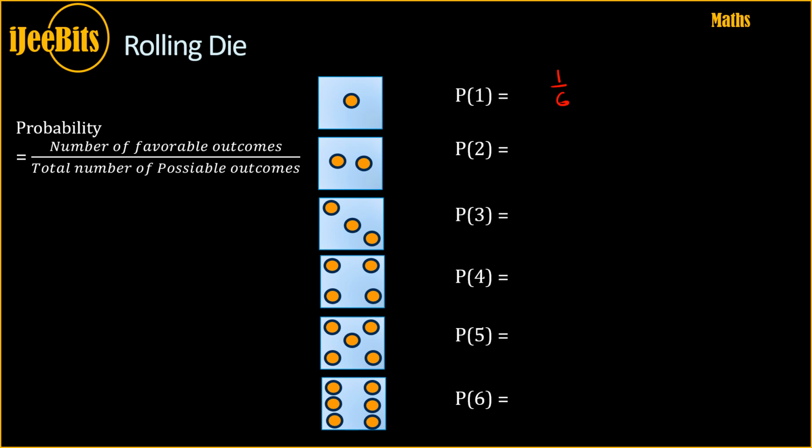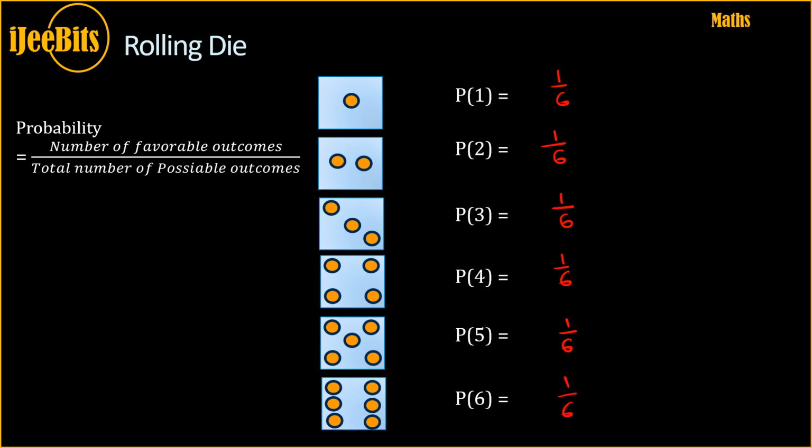Probability of 2 would be again 1 event out of 6 events. Probability of 3 would be again 1 out of 6 events. Probability of 4, 1 out of 6. Probability of 5, 1 out of 6. Probability of 6, 1 out of 6.